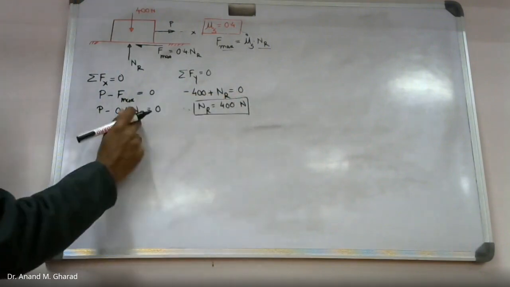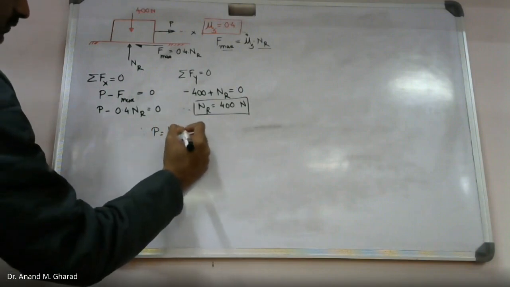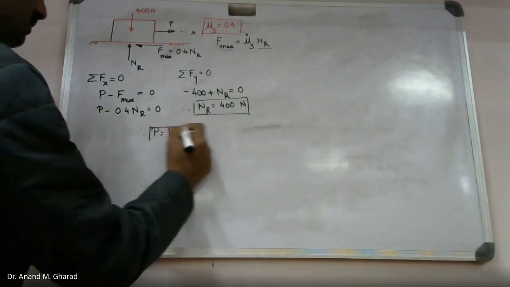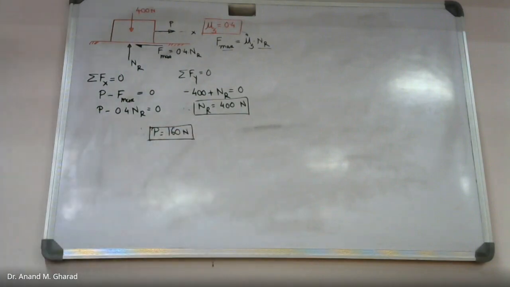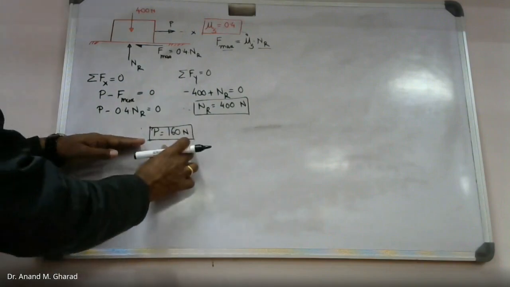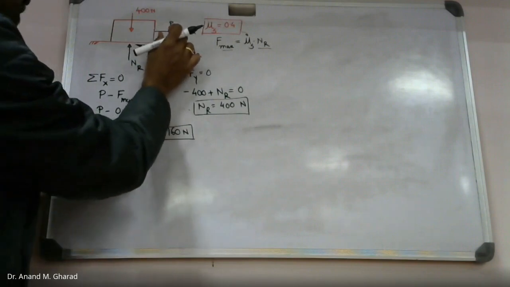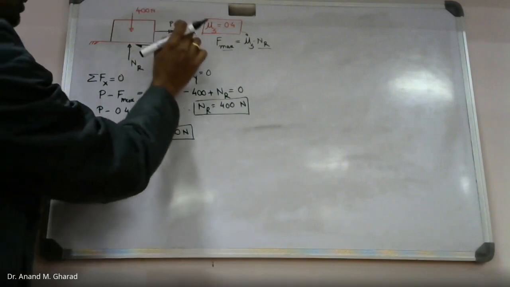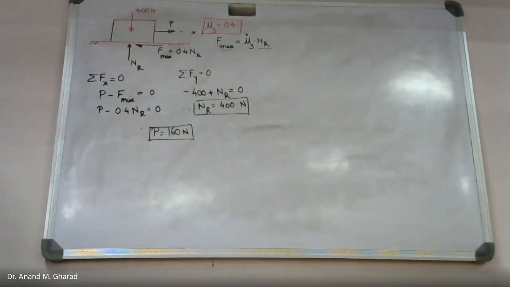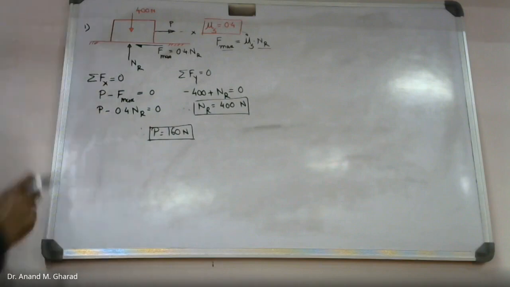Substitute this value in this equation and get the P value. It comes out to be 160 Newton. Is that right? Yes, sir. So this P value, whatever we have calculated, shall be responsible for the just beginning of the motion of this rigid body. This is the conclusion. This is case 1.